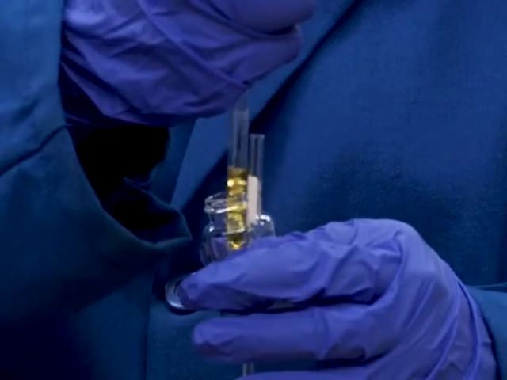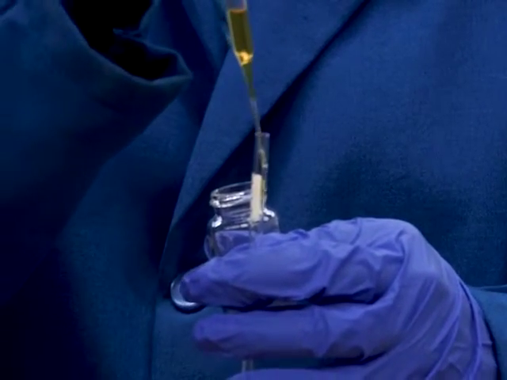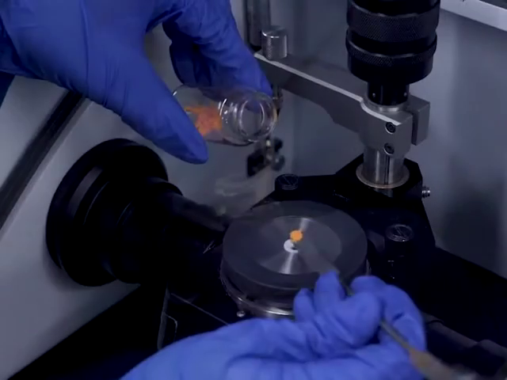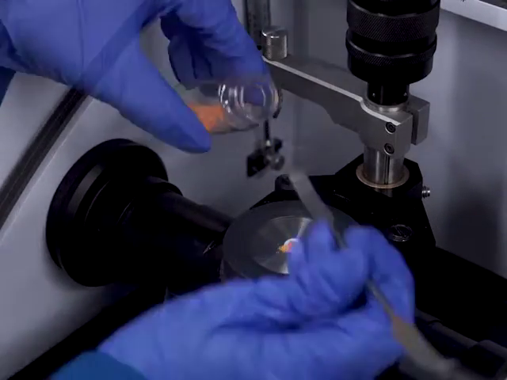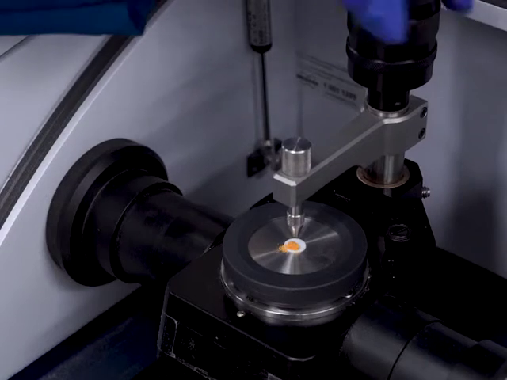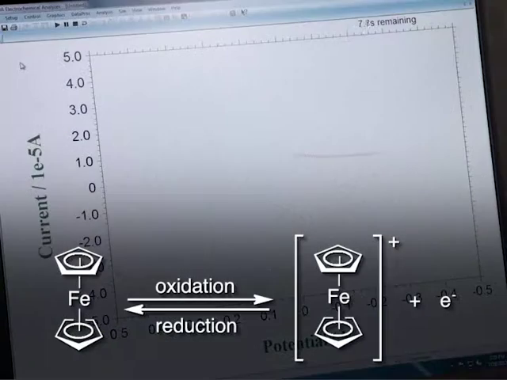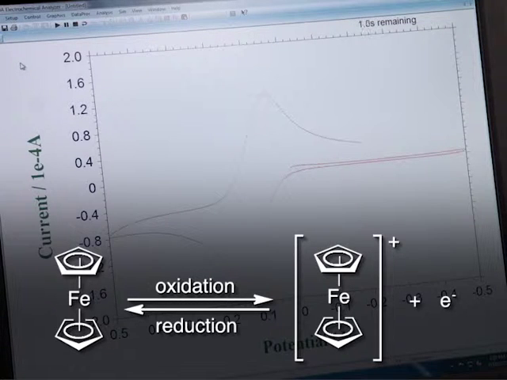Next, prepare an NMR sample of the purified ferrocene dissolved in chloroform D. Use the ATR attachment of the infrared spectrometer to obtain an IR spectrum. And lastly, collect a cyclic voltammogram of the ferrocene in acetonitrile at a scan rate of 100 millivolts per second.